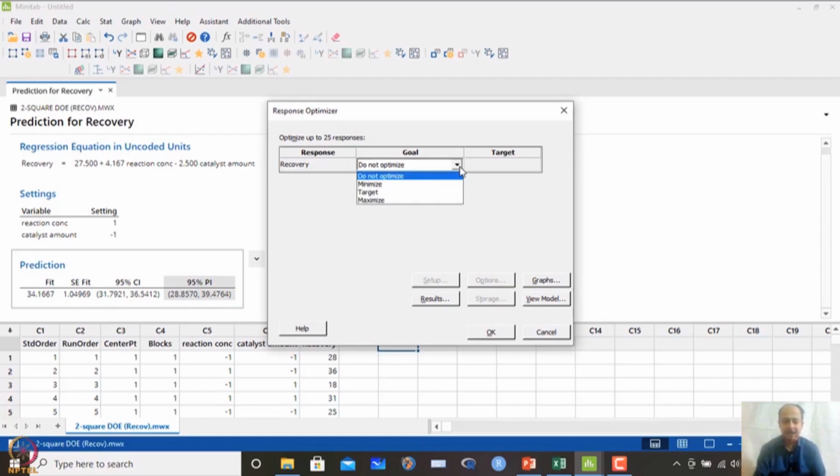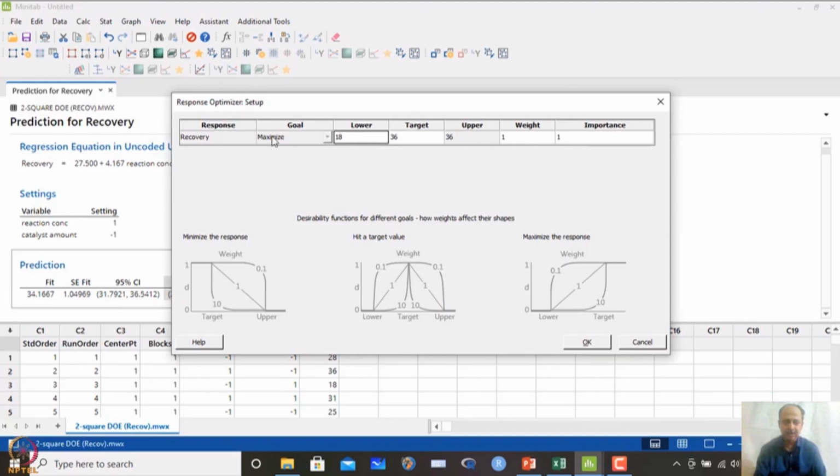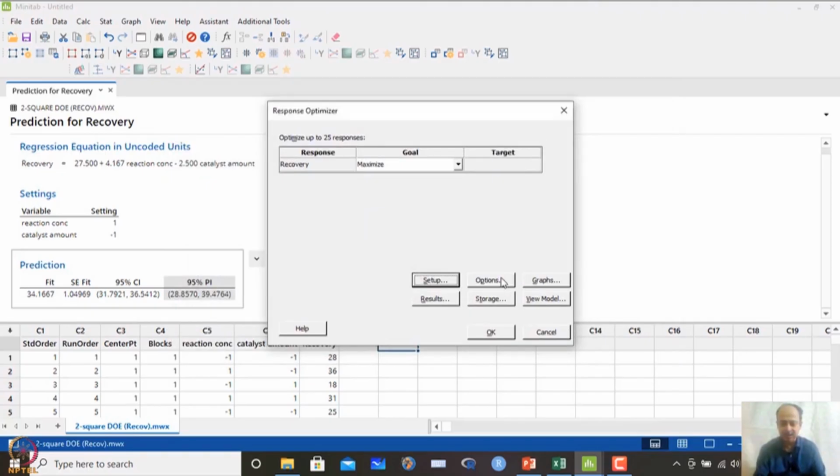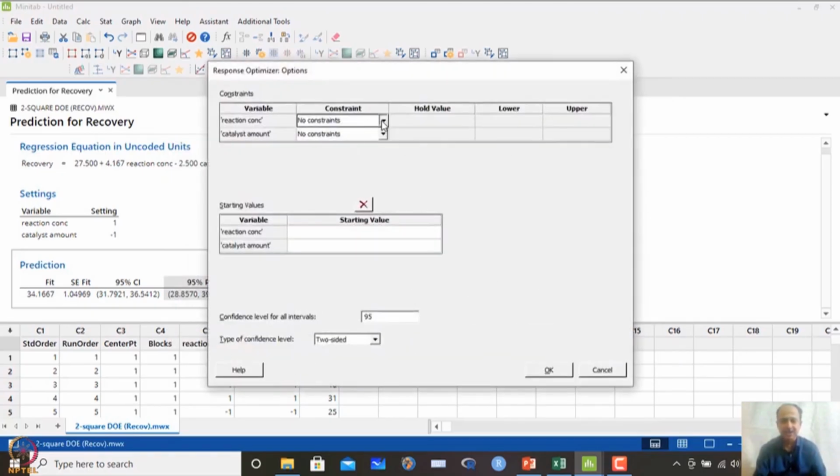I want to optimize, let us say, the final optimized value. In this case I am using recovery to be maximized, and in setup I can change the lower value for recovery, which is to be maximized. So what is the lower or higher value, these targets? You can change this one; I can make it 50 also. How much it will reach is up to the optimization algorithm. In options, for reaction time we can mention the constraint within the region, from -1 to +1. Second, the catalyst amount should also vary between -1 and +1, as this is a coded variable.